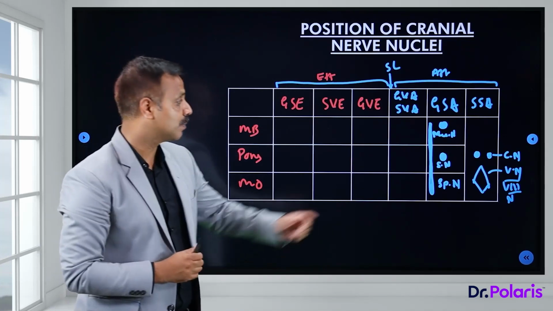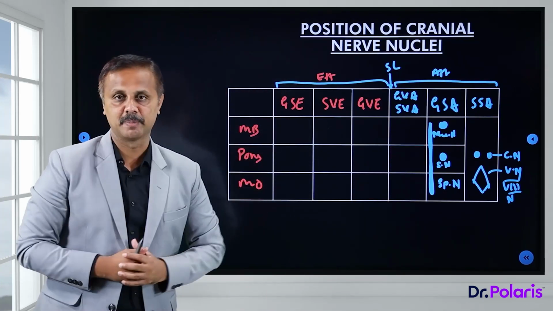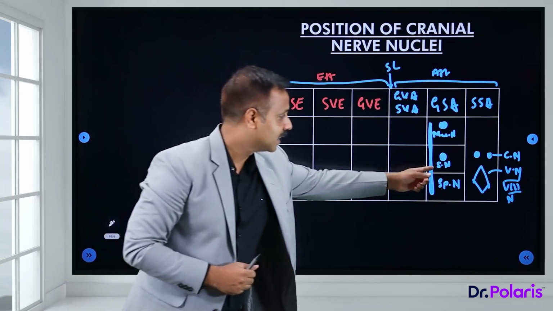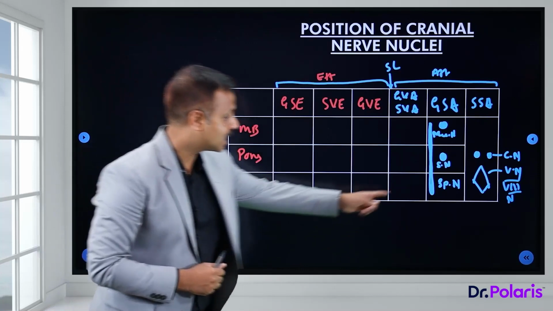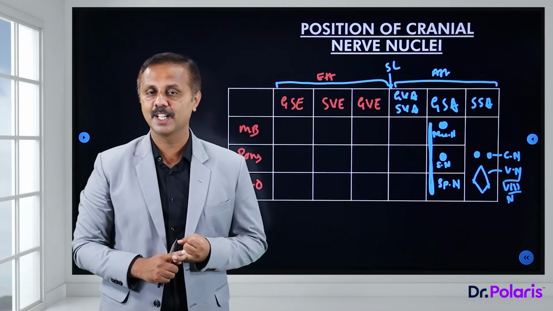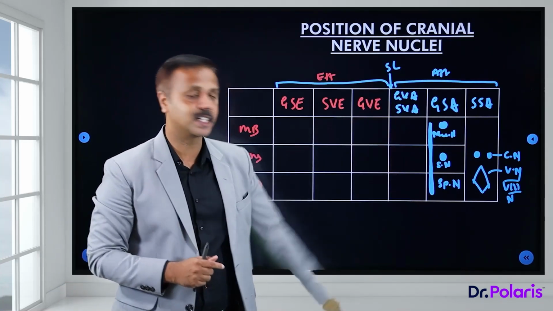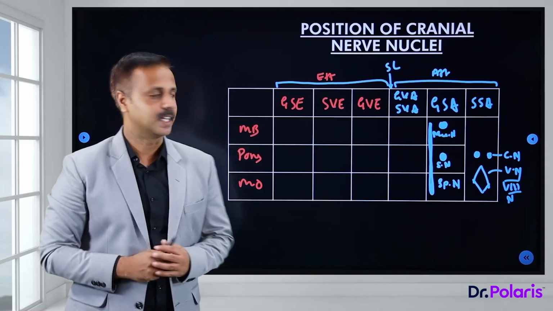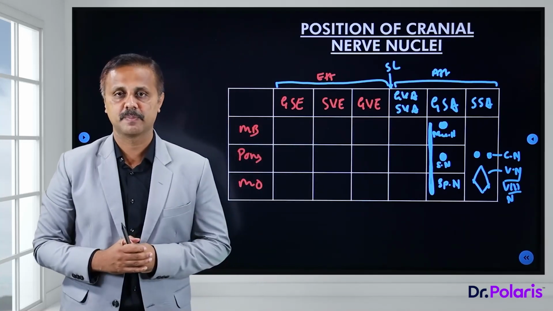So what about the general somatic afferent column? It includes the mesencephalic nucleus of the trigeminal nerve, which is located in the midbrain. Then it has the chief sensory nucleus, which is located in the pons. Then it has a spinal nucleus which extends throughout the midbrain, pons, and the medulla oblongata. Right? This is regarding the general somatic afferent column. Done. What about the general visceral afferent and special visceral afferent column?